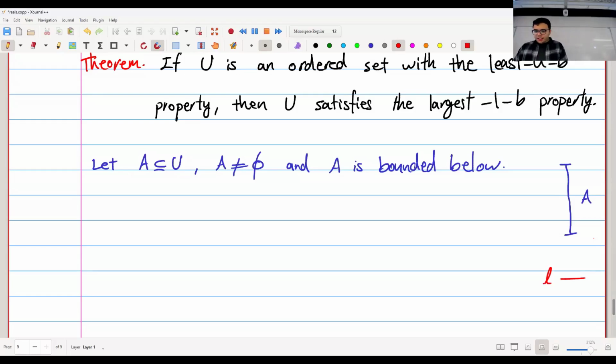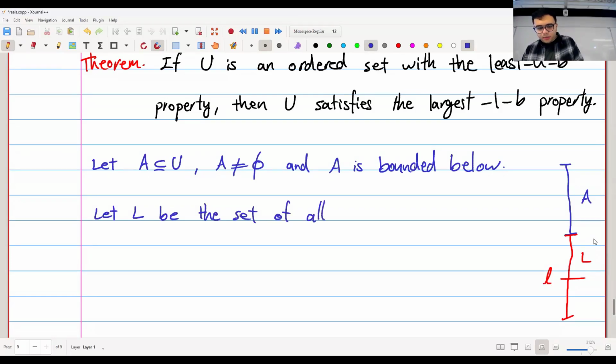I want to say that there is an infimum of A. I want to say that there is a largest lower bound. So I can first say, let's look at the set of all lower bounds of A. So I take this set, let's call this set big L. So I'm going to say let L be the set of all lower bounds of A.